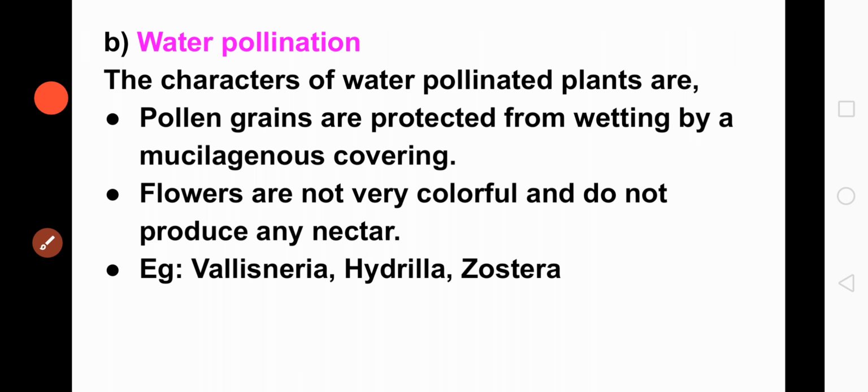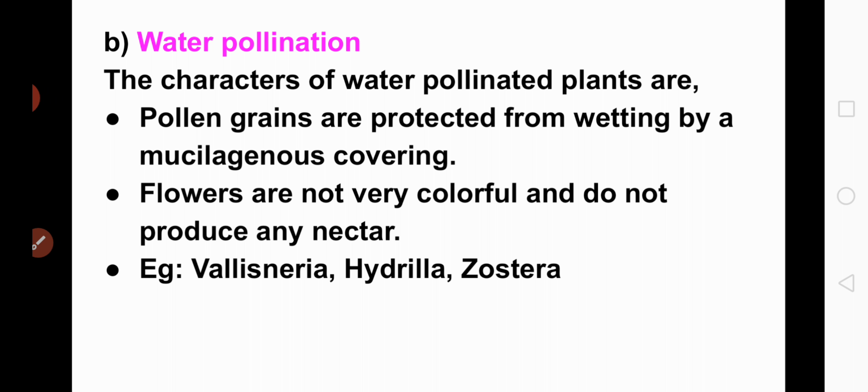We'll move on to the next topic, that is water pollination. If the pollination process takes place with the help of water, then the process is called hydrophily. Once again I'll repeat, if the pollination process takes place with the help of water, then it is called hydrophily. And the plants which exhibit hydrophily type of pollination are called hydrophilous plants.